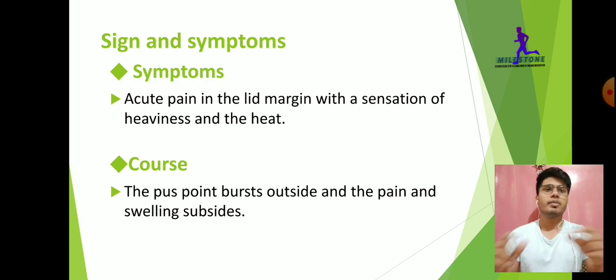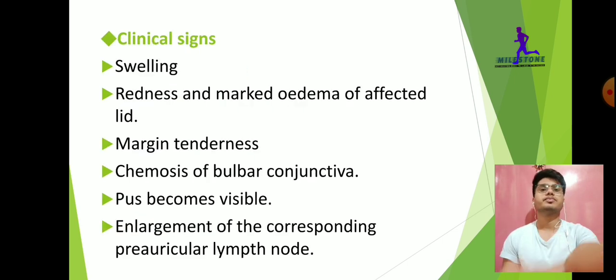Okay, so you remember inflammation plus infection, and it is going to be very easy for you to remember the signs and symptoms. So there is acute pain, more likely a stinging type of pain, along with the lid margin, and a sensation of heaviness and heat. The pus point bursts outside. So as the pus point bursts outside, the pain gradually subsides. There is going to be swelling, redness, edema, chemosis. Chemosis is also edema, right? So chemosis, pus may be visible outside, and enlargement of the corresponding preauricular lymph node may be there. Okay, so these are the signs and symptoms.